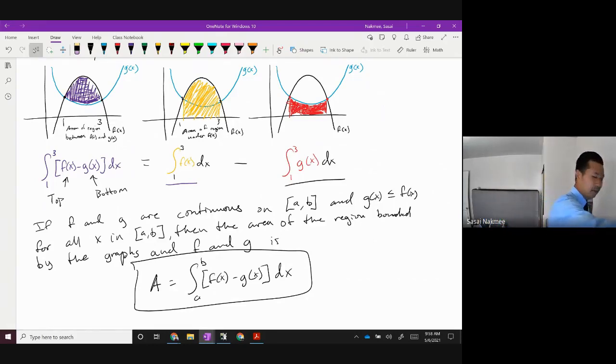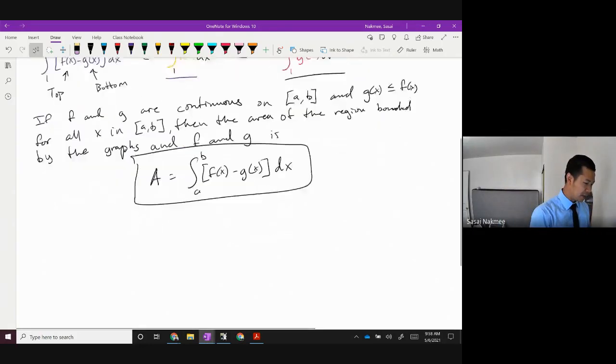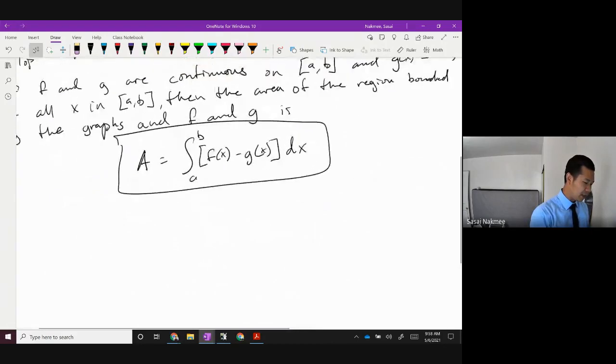Let's take a look. Here we go. Let's do an example problem of this. I'll leave that right there so you guys can see that a little bit.